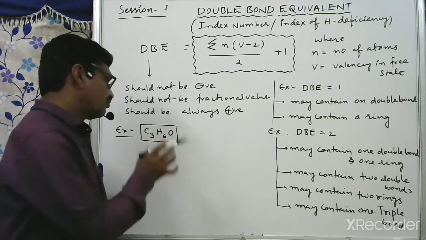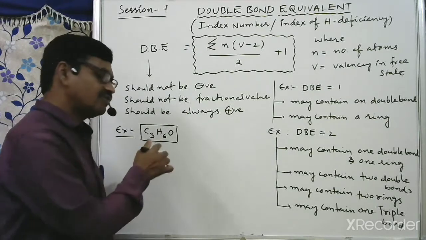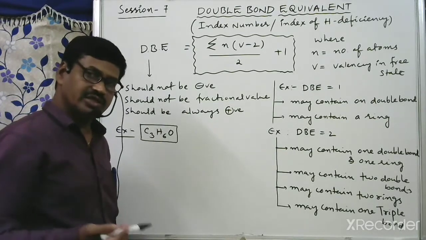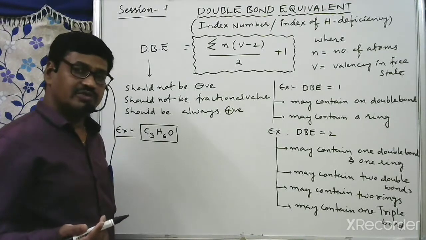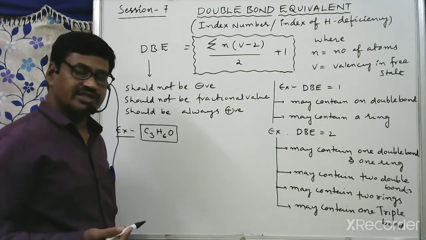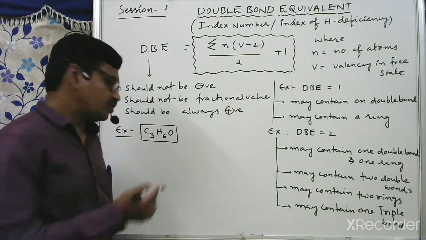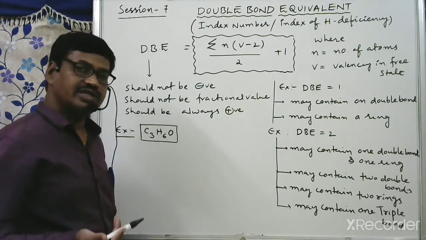So if you know the double bond equivalent, we can go for trials. Without the double bond equivalent, if you go for trials, you may get a different number, but the total number may not be correct. So if you know the double bond equivalent, our trials may be correct. So finally you may get the correct answer.